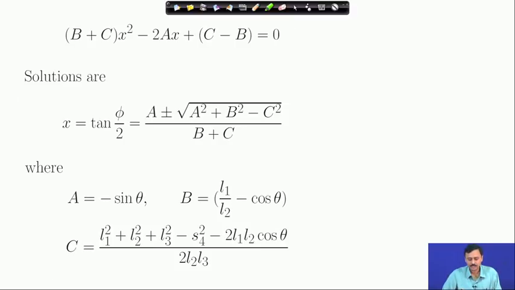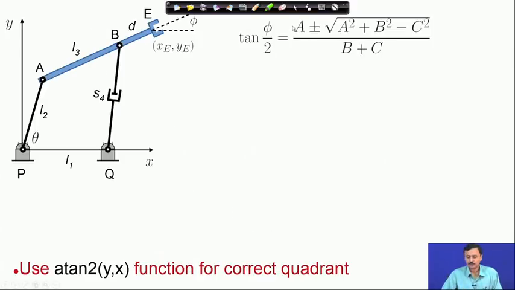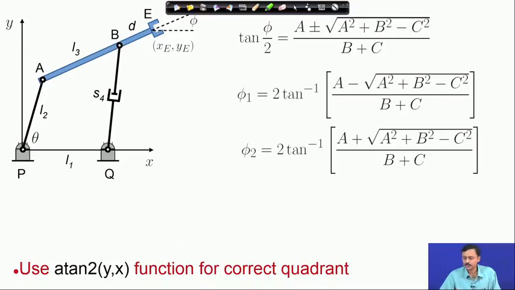So, the solutions of this quadratic equation, we have these two solutions given by these two signs positive and negative. So, we get two solutions of x and hence two solutions of phi. A, B and C are completely known. So, therefore, we have this tan phi by 2 expression in terms of A, B, C. These are the two solutions. Once again you need to use this A tan 2 function, so that you get the correct quadrant of phi 1 and phi 2.